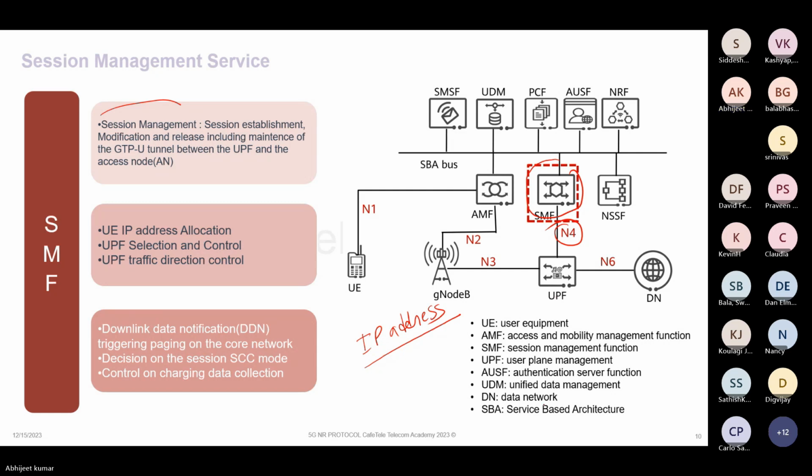Okay. SMF will handle the UPF selection and control. It means it selects and manages the UPF, which is responsible for handling and routing the user data. Also, SMF manages the UPF traffic direction control. So SMF controls the flow of data through the UPF and ensures that the traffic is directed appropriately to maintain the quality of service. So these are the main functions of the SMF.